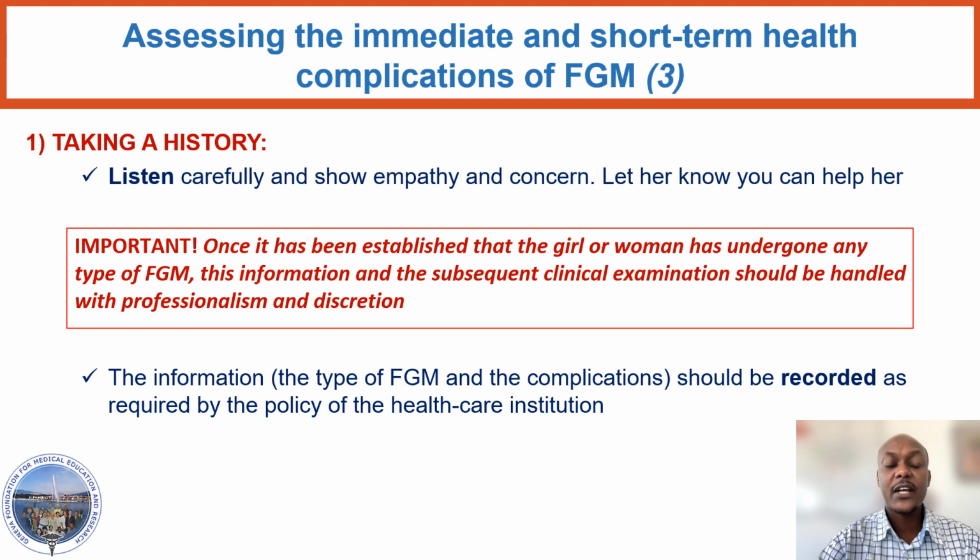It's important to note that once it has been established that the girl or woman has undergone any type of FGM, this information and the subsequent clinical examination should be handled with professionalism and discretion. Any information obtained during history taking, including the type of FGM and complications, should be recorded as required by the policy of the healthcare institution that you work in.